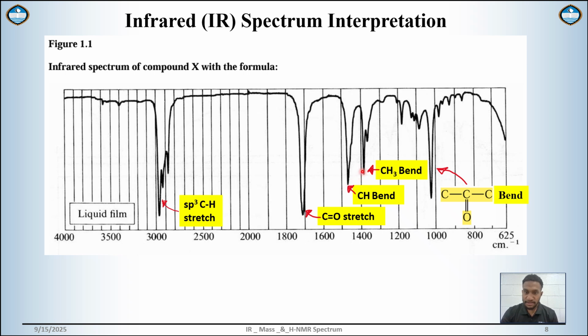The next one, which is approximately at 1390, shows a CH3 bend. And the final peak, which is approximately at 1000 to 1200 reciprocal centimeter, shows a C-O band. These peaks are summarized in the table on the next slide.